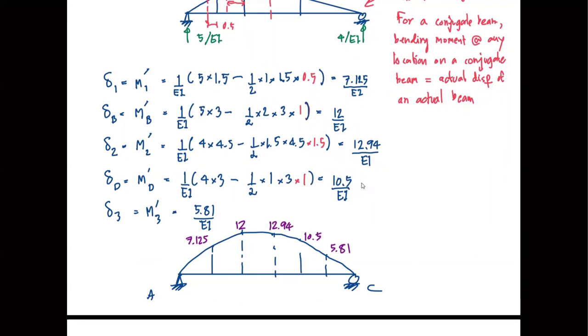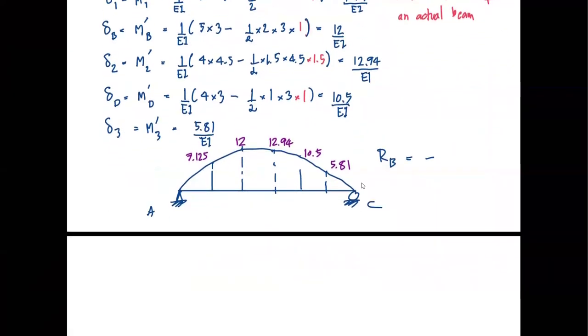Okay, so now we know that we can say RB is minus... actually, you know what? I'm sorry. It should be the other way around. So bear with me a bit. Let's not erase this, but let me try to show you one more thing.